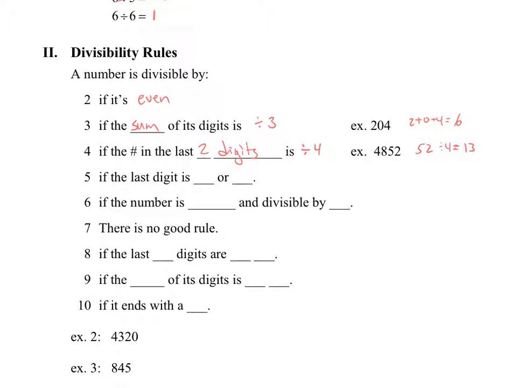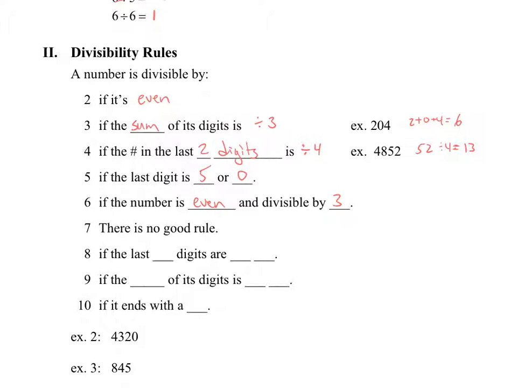5 is another easy one. If the last digit is a 5 or 0, 5 fits in evenly. The number 6: if the number is even and is divisible by 3, so it fits the rules for 2s and 3s, then it will be divisible by 6.